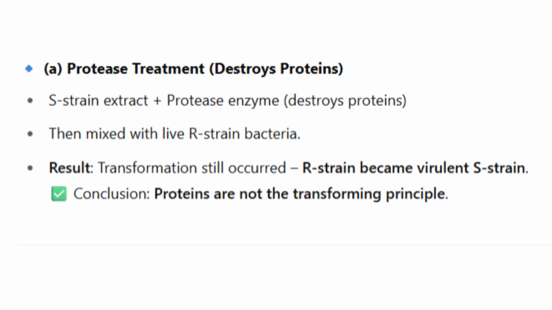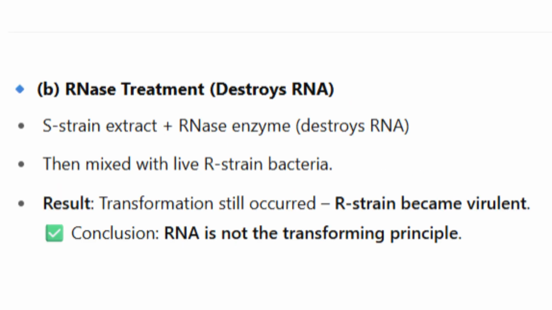RNase treatment. Destroys RNA. S strain extract plus RNase enzyme. Destroys RNA. Then mixed with live R strain bacteria. Result. Transformation still occurred. R strain became virulent. Conclusion. RNA is not the transforming principle.